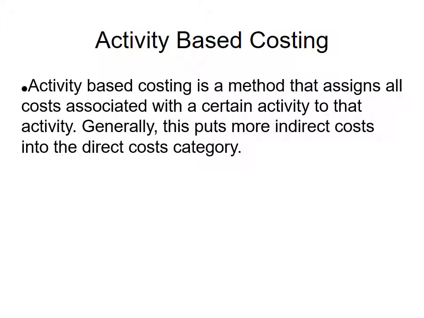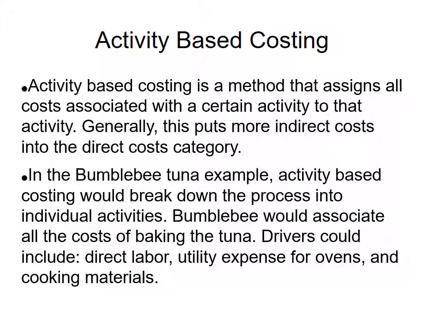Now let's talk about activity-based costing. Activity-based costing is a method that assigns all costs associated with a certain activity to that activity. Generally, this puts more indirect costs into the direct cost category. In the Bumblebee tuna example, activity-based costing would break down the process into individual activities. Bumblebee would associate all the costs of baking the tuna. Drivers could include direct labor, utility expense for the ovens, and cooking materials.